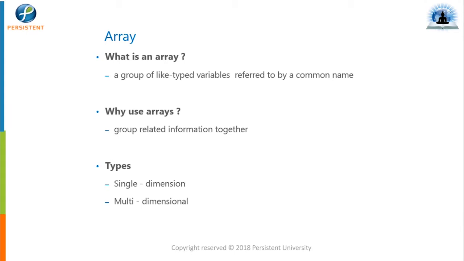I'll simply declare one variable, and I'll declare that variable as an array, and if I declare that variable as an array, I can store a number of values inside that. If I declare an int array, then I can store a number of values inside that. This is why we use arrays, basically to group related information together. We have basically two types of arrays, a single dimension and a multi-dimensional array.